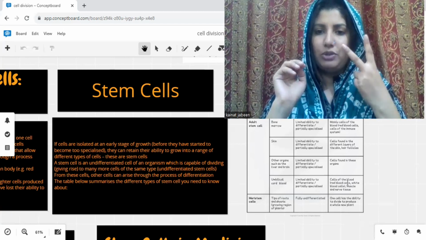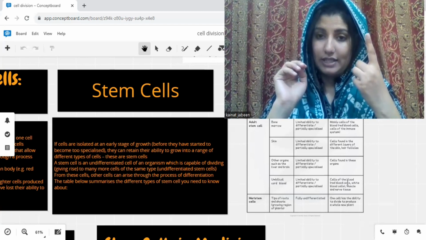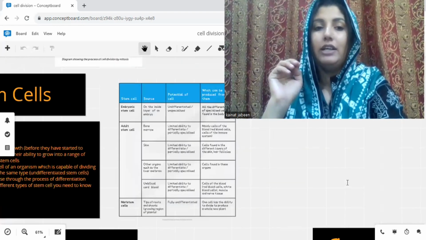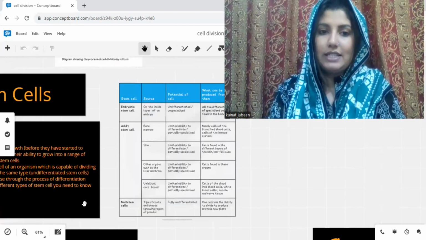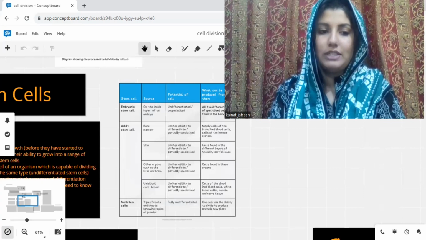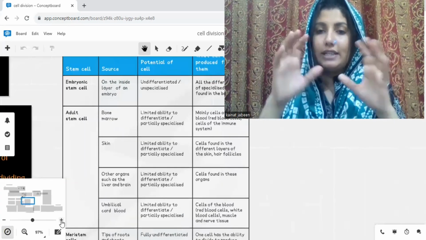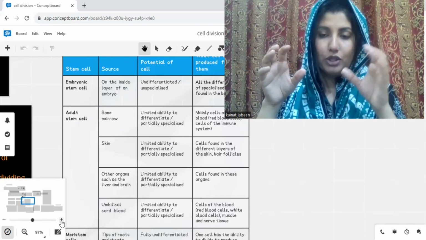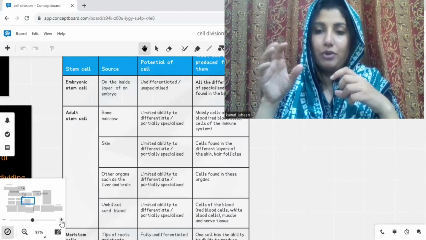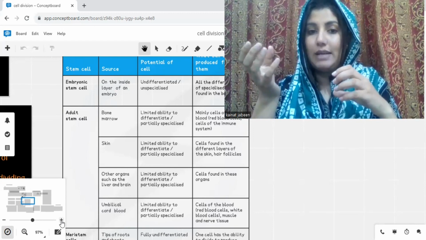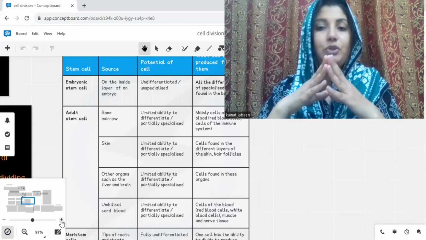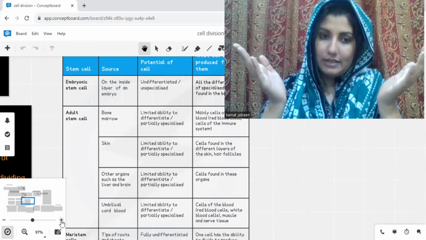Now we have to talk about the three main types of stem cells. In humans, there are two types, and in plants, there is one type of stem cells. In humans, the two types are embryonic stem cells and adult stem cells. So we have to discuss those. As I told you, embryonic stem cells are collected from the embryo, and they have the ability to differentiate into different types of cells.